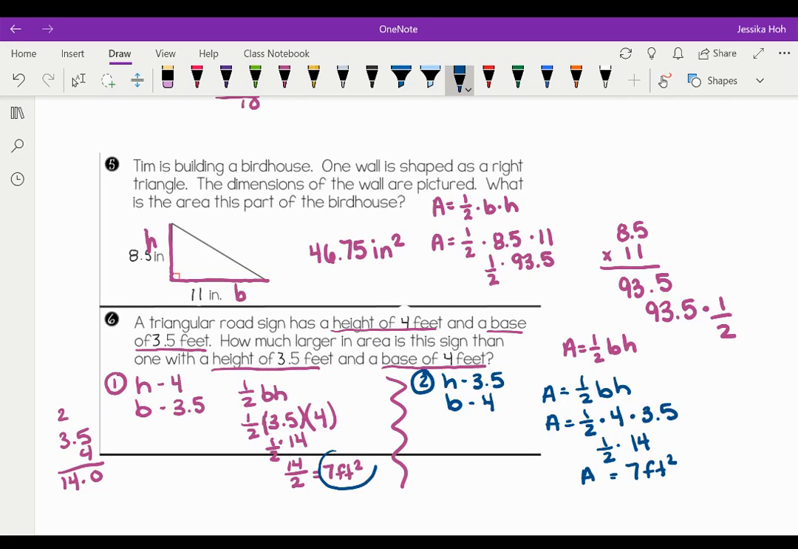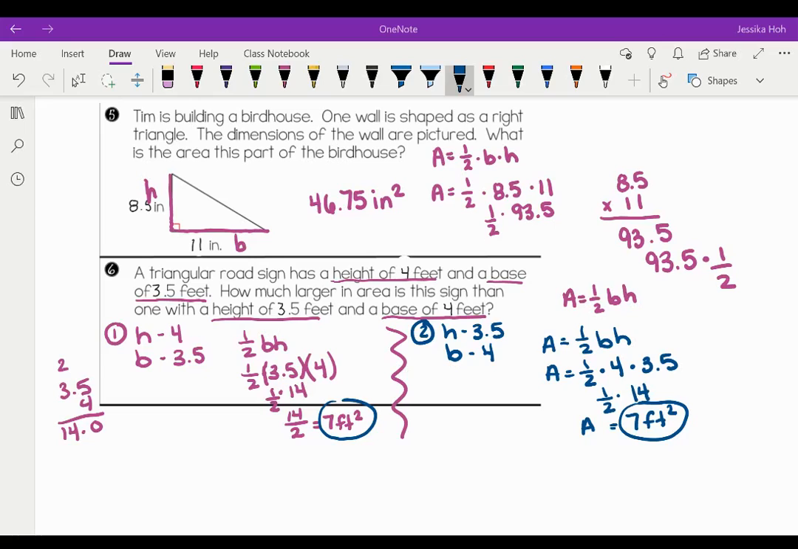So our first answer and our second answer are the same. One is not larger than the other. The only difference was about the measurements. The measurements of the base and the height were just flipped.